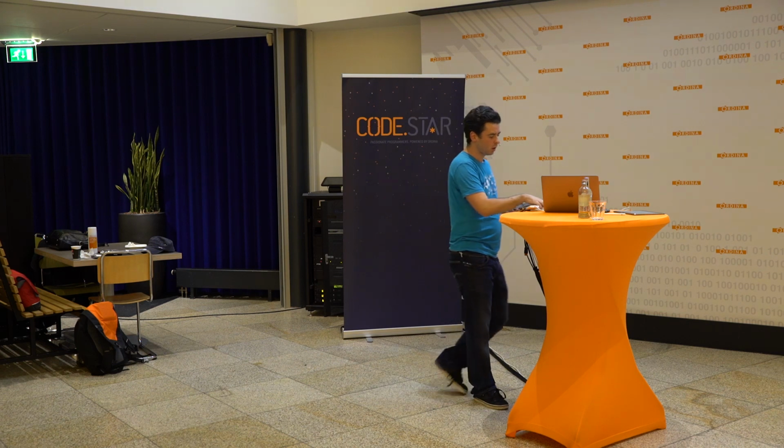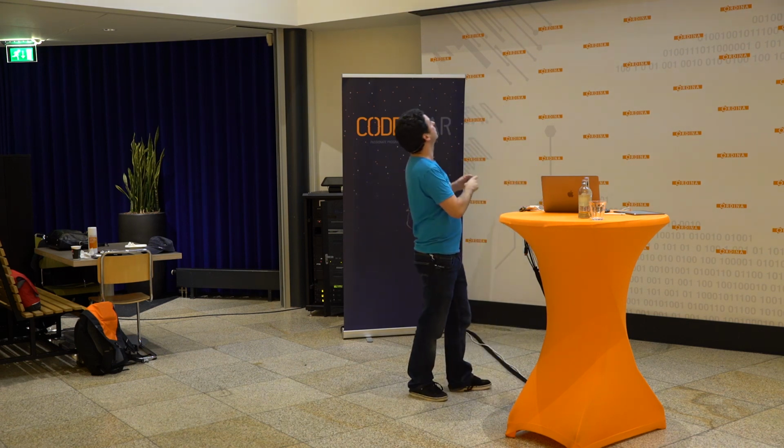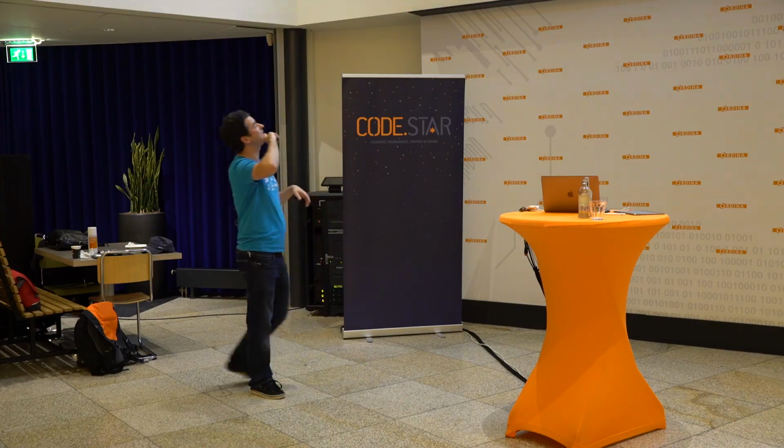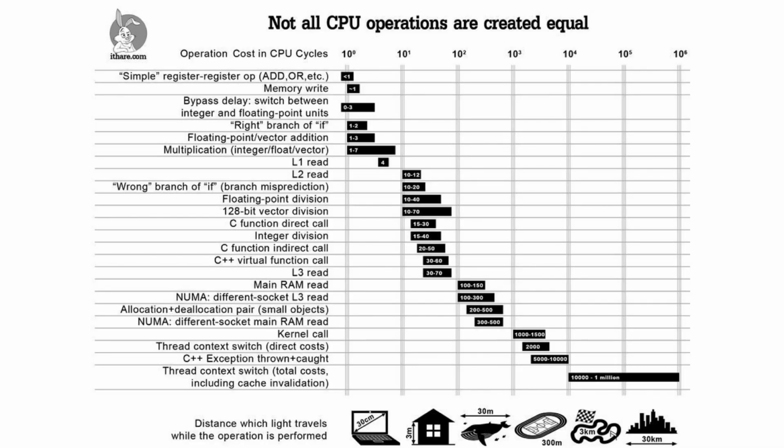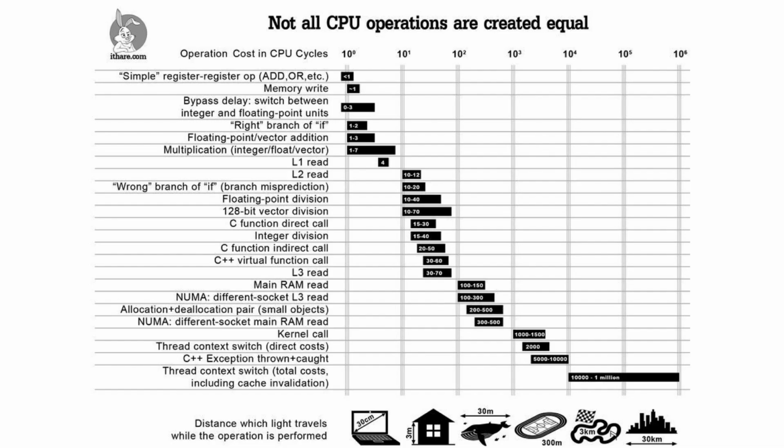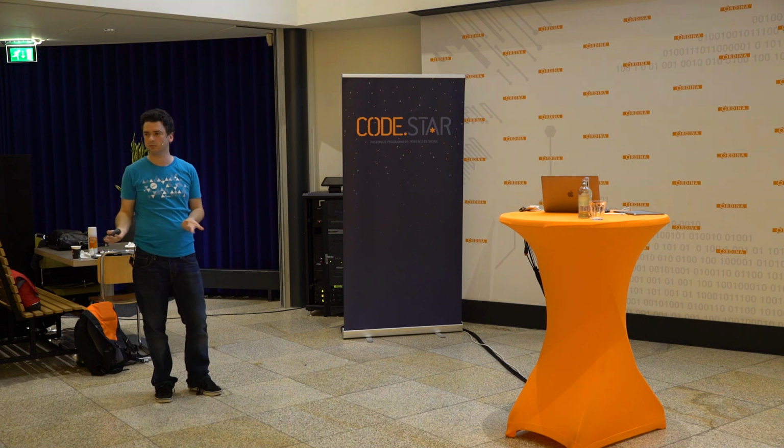How so? Here is a table from this website. There is actually a blog post behind it, which explains the CPU operations and how expensive they are. It states that if we have a simple operation like add, it's smaller than 1. Who knows why it's smaller than 1? It's less than 1 operation to make an addition.